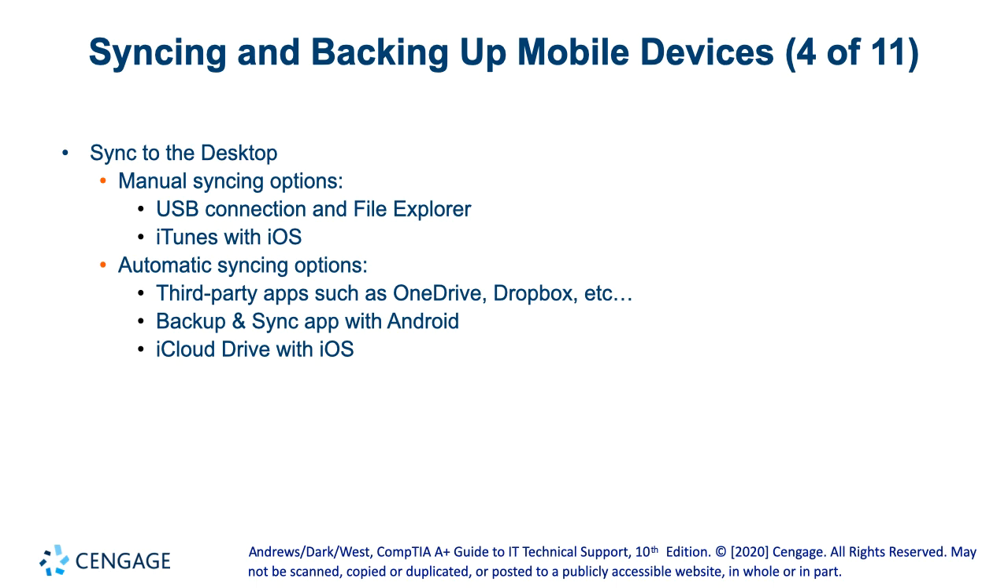And then you can sync to your desktop by using the USB connection, or iTunes with iOS. You have automatic syncing options, third-party apps such as OneDrive from Microsoft, Dropbox, etc. And you can back up and sync apps with Android and then iCloud with iOS. So there are very numerous syncing and backup options for mobile devices.